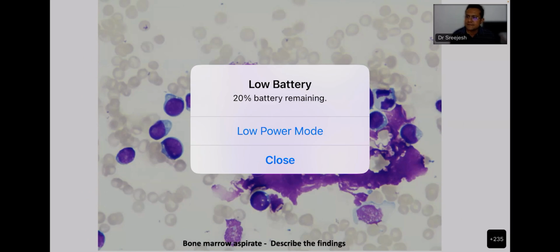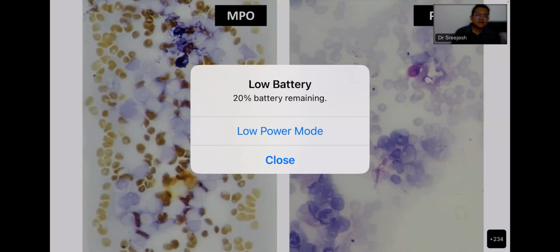Bone marrow shows large atypical mononuclear cells with large nucleus with nucleolus and deeply basophilic cytoplasm having vacuoles, isn't it? Okay. So this is MPO. What is the interpretation? MPO is negative. You have an internal control which is positive, so these blasts are negative. This PAS is also negative. So these vacuoles are negative for PAS.